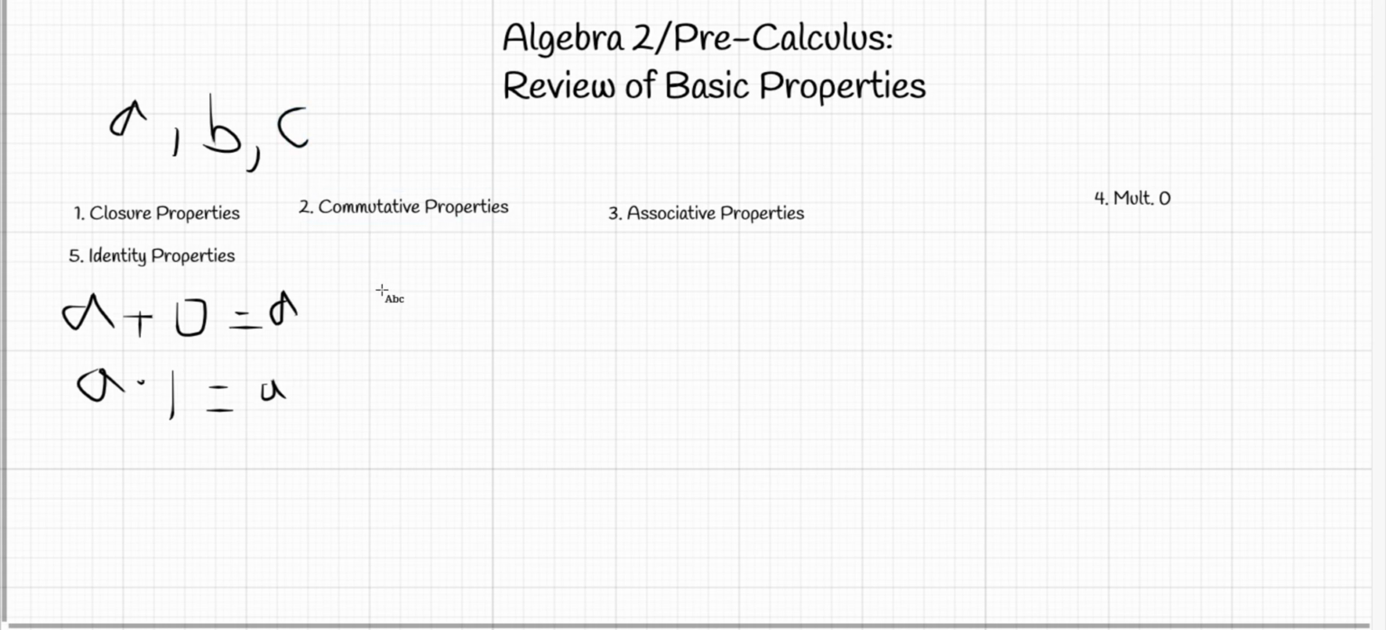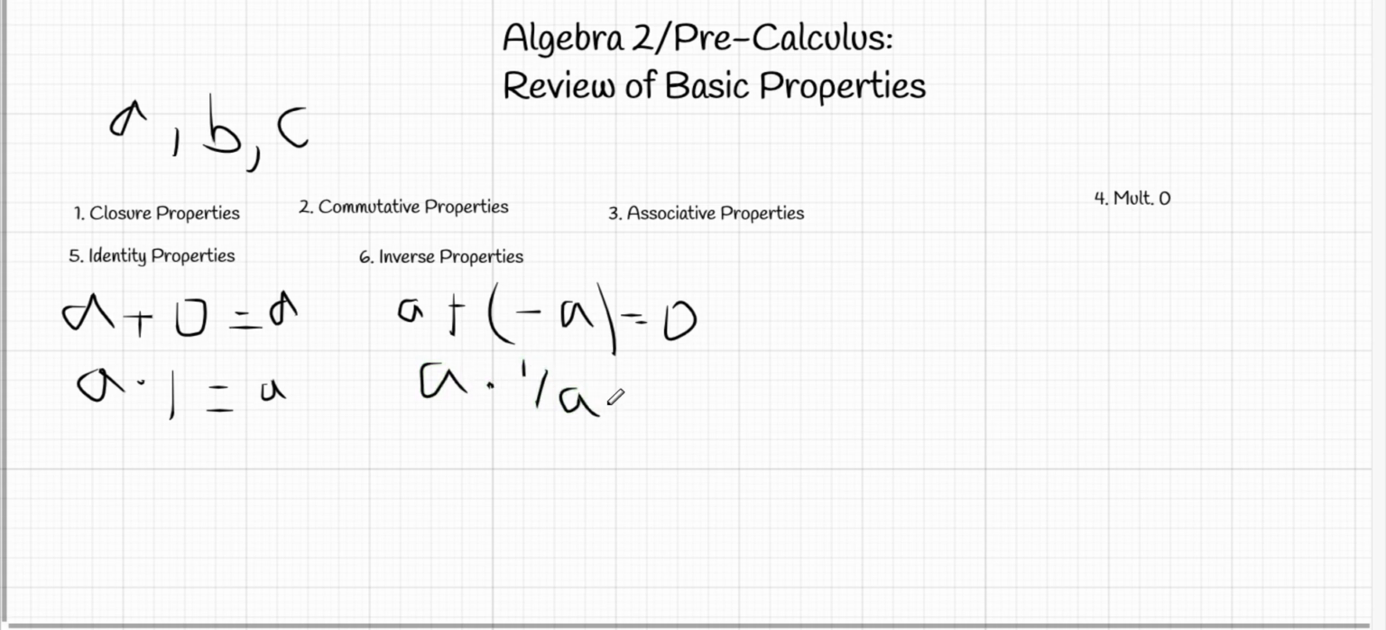We also have the inverse properties. These are similar to the identity properties, except they yield a slightly different result. It says that A plus negative A will always be equal to 0, and A times 1 over A will always be equal to 1. They're called inverse properties because when you undo that operation, you get either 0 or 1, depending on if it's addition or multiplication.